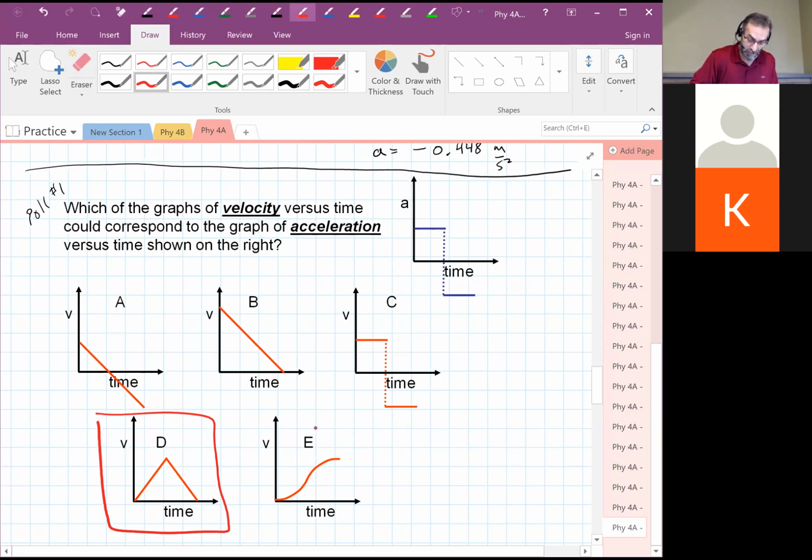So that rules out E, and it rules out C because C would give us a 0 acceleration, right? So those two are ruled out. Then we see that the slope has to be positive here and negative here. The slope has to be positive on one side, negative on the other half. And so D is the only one that has a positive slope and then a negative slope.